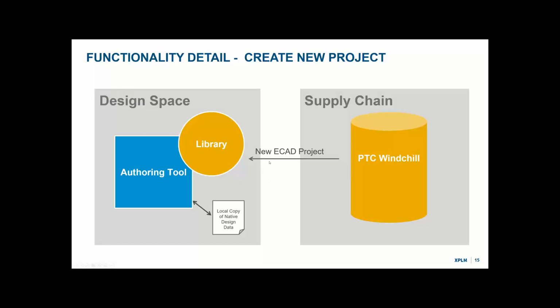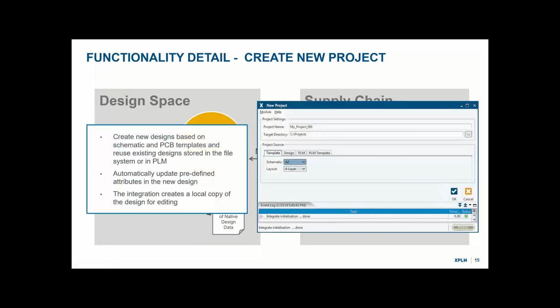But the first thing you do is you create the new project, and when you're creating a new project, it's super simple. You give it a name. This will automatically be filled in based on configuration settings of where your projects normally go. Again, it could be C drive, this could be your shared drive. And you select your starting point. Is your starting point a template that we've built with your engineers that's available through these two pull downs for schematic and layout, the different templates? Is it a design that already exists on your local machine, or is it a design that's in PLM?